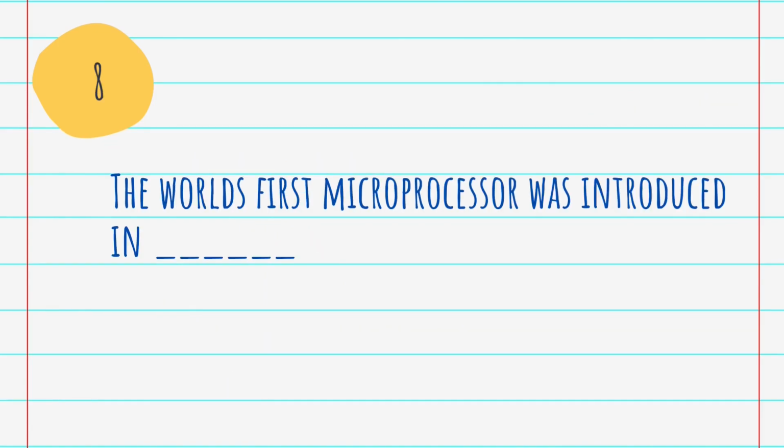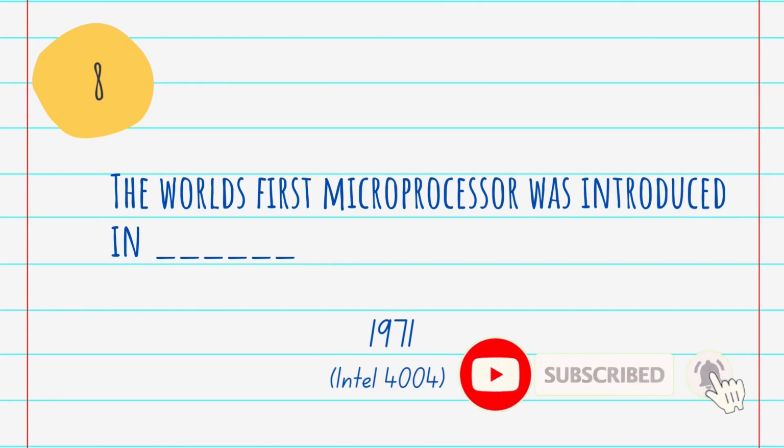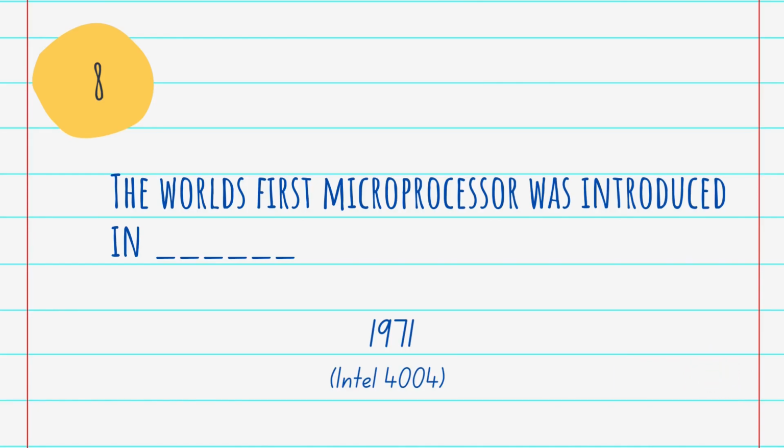The world's first microprocessor was introduced in dash. Answer is in 1971. The world's first microprocessor was introduced in 1971. The Intel 4004 was the world's first microprocessor, a complete general purpose CPU on a single chip, launched in March 1971 and using state-of-the-art silicon gate technology. The 4004 marked the beginning of Intel's rise to global dominance.